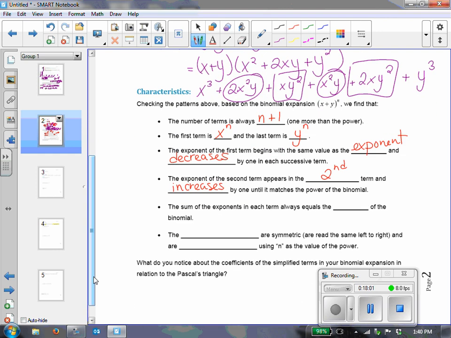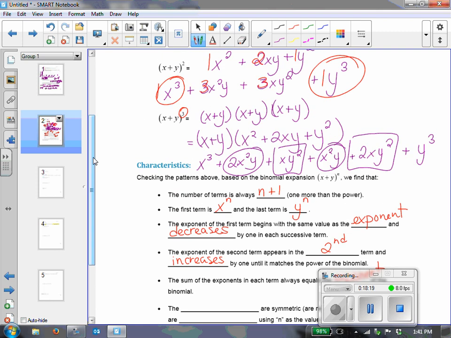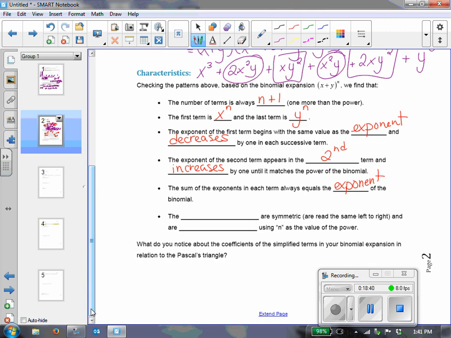The sum of the exponents in each term always equals the exponent of the binomial. So at any point when you look at this, what's the exponent on the y? 1. So 2 plus 1 is 3, 1 plus 2 is 3. Always in each term, the exponents will add up to the exponent of the binomial. Make sense? These are always good to check your answers.